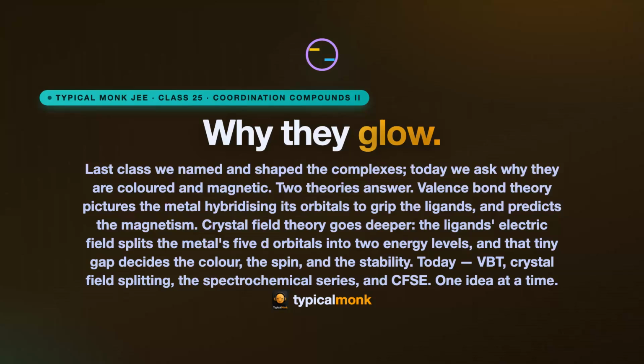Namaste and welcome back to JEE Chemistry with Typical Monk. This is class 25, Coordination Compounds, part 2. Last class, we named and shaped the complexes. Today we ask why they are colored and magnetic.